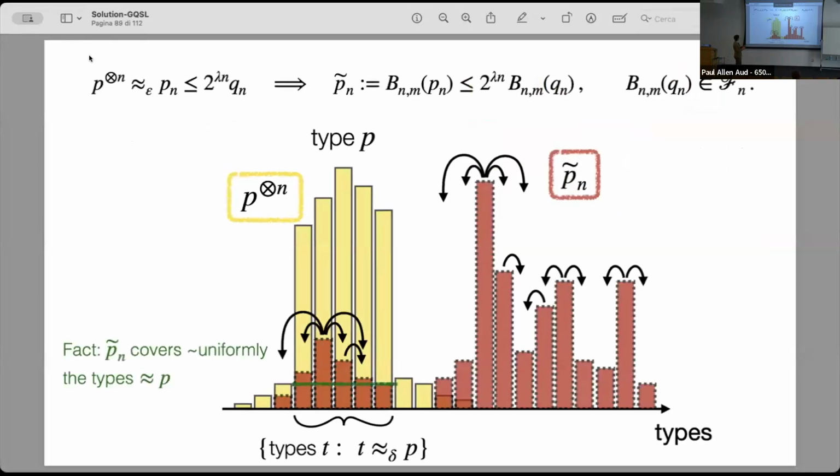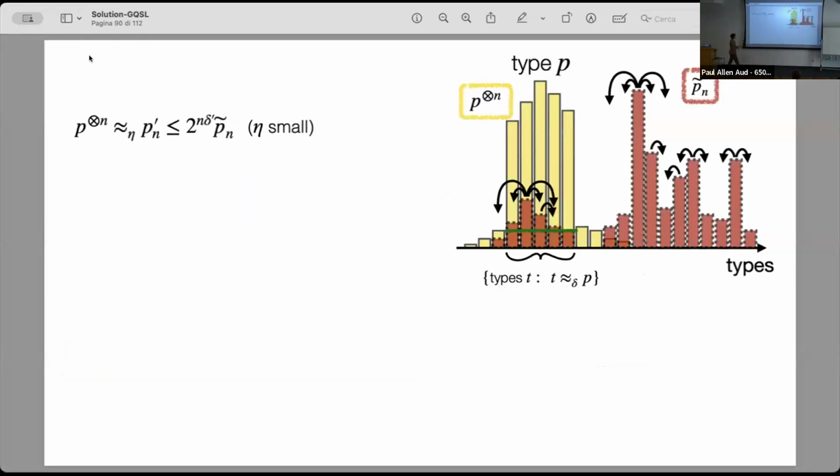Right. So we are here. So this is covered uniformly, more or less. And so this is the key step. Now it means that, up to cutting the tails of P tensor n, you get this new probability distribution P prime n that is upper bounded, up to a small exponential factor, by this P tilde n. And eta is very small because we just cut off the tails of P tensor n.